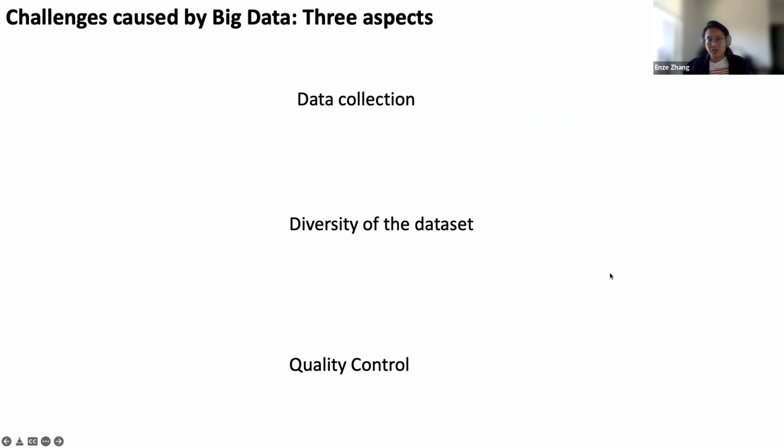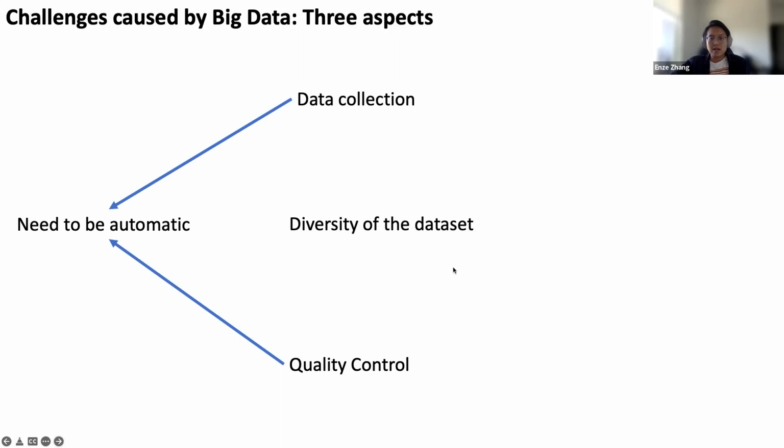One is data collection, the other one is the diversity of the data set, and the last one is quality control. For the data collection and quality control, we need them to be automatic, because if we do a simple thing on so many images, it's going to be a problem. We don't want to spend months just to download data from a website, or spend another months to check the data quality. So we need those two processes to be automatic.